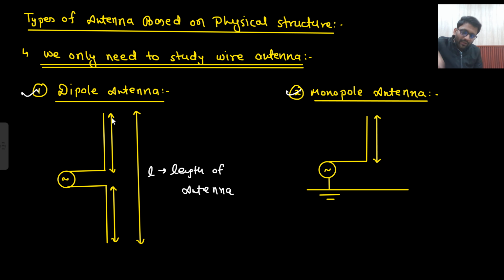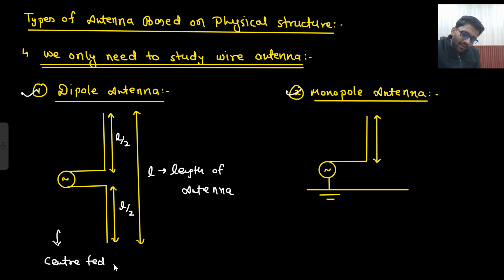So the two arms combined, this arm and this arm, are making one length. So what will this be? L by 2. And what will this be? L by 2. So this is known as your dipole antenna. This is also known as a center fed antenna.